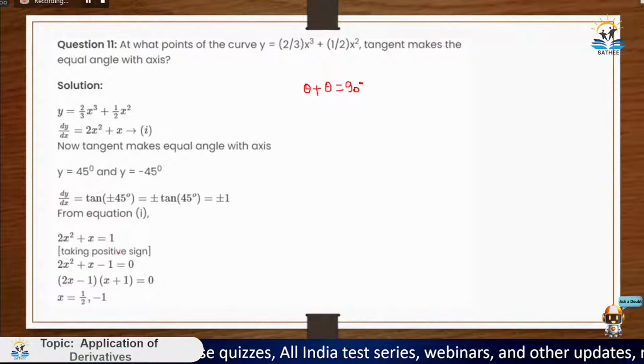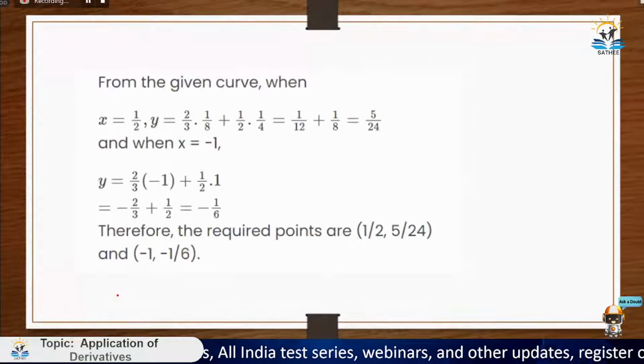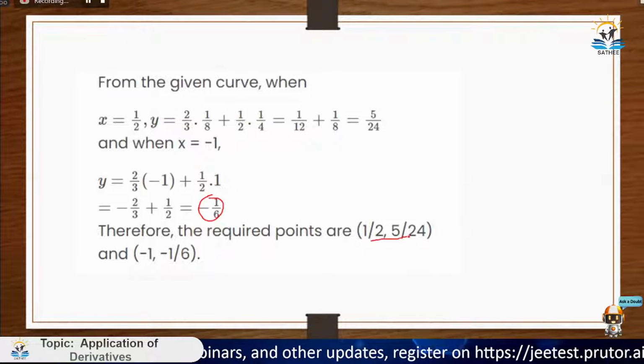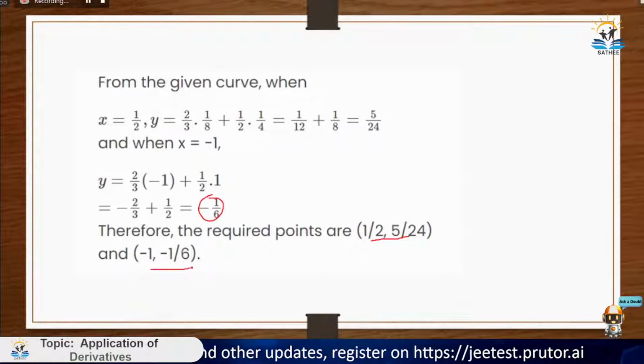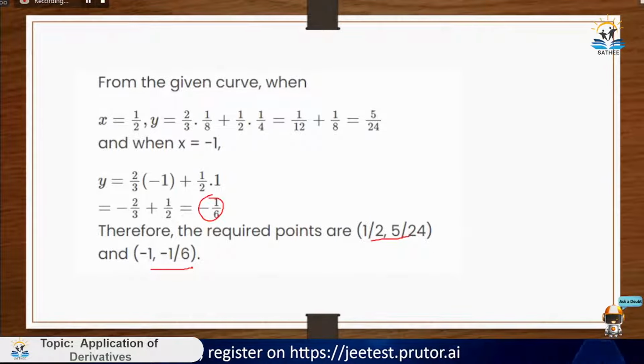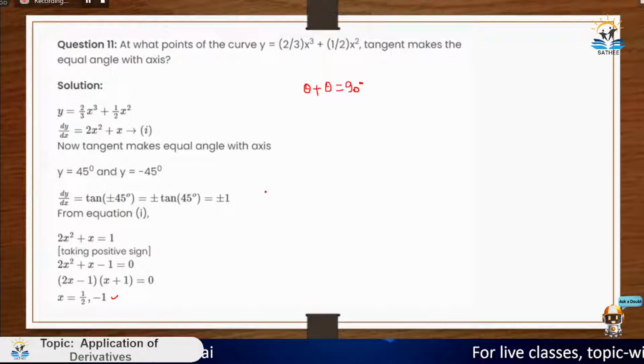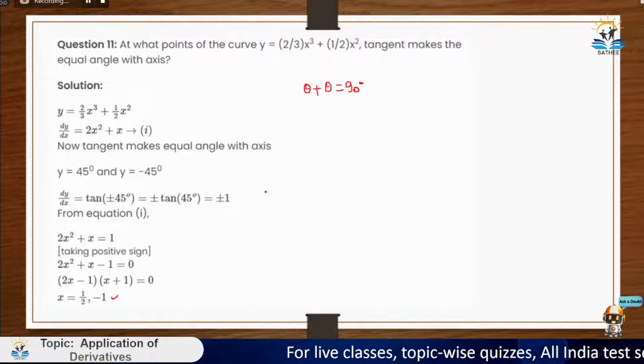So if I take the positive sign, I will get the value of x as half and minus 1, and if I take a negative sign, then I will get the value of x to be equal to minus 1 by 6. So basically I am getting two points, one is half comma 5 by 24, and the other is minus 1 comma minus 1 by 6. That is, if I draw tangents at these 2 points, then the slope of tangent is making an equal angle with both the axes, x axis and y axis. So what I have done here is, I was asked to find the tangent that is making equal angle with both the axes, x axis and y axis. Okay.